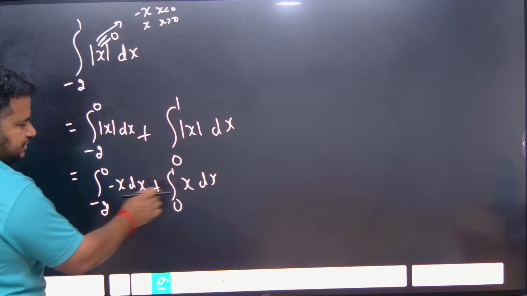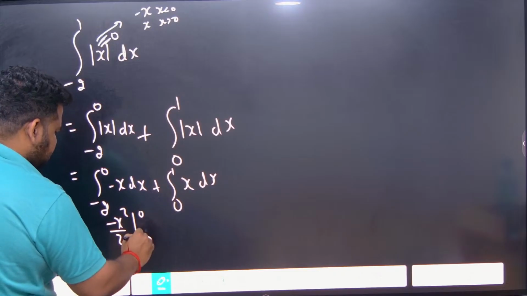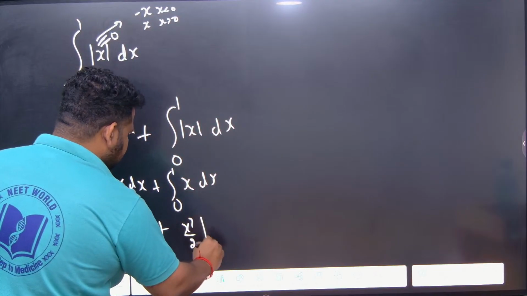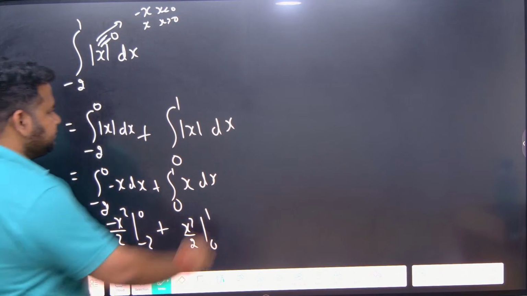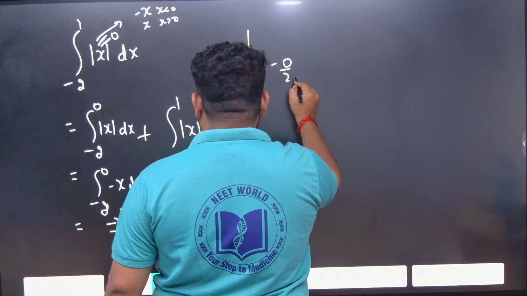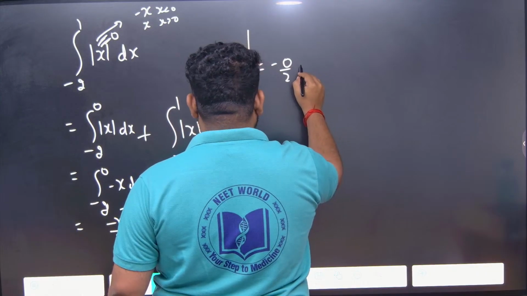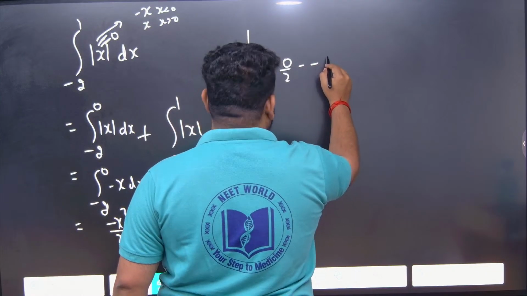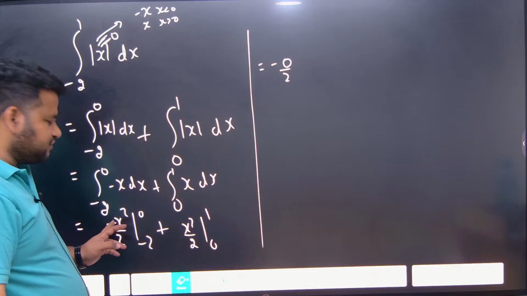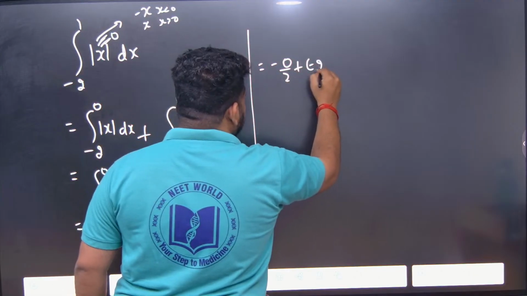Here x is taking negative values, here it is taking positive values. Integrating this, what will we get? Minus x square by 2 from minus 2 to 0, plus x square by 2 from 0 to 1. Now apply the limits. Minus of minus will become plus, so we get plus 2 square by 2.